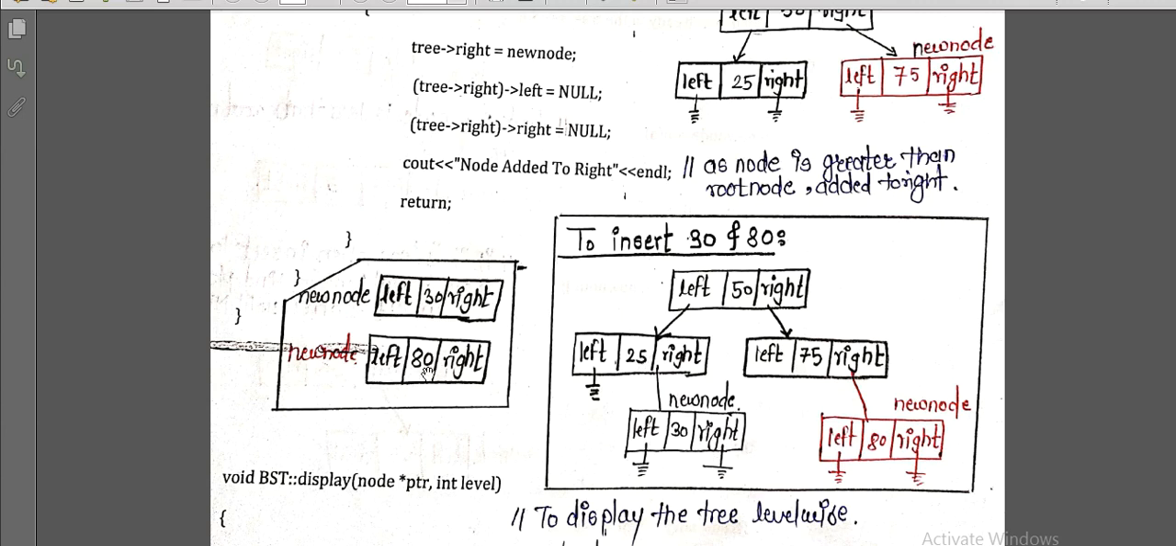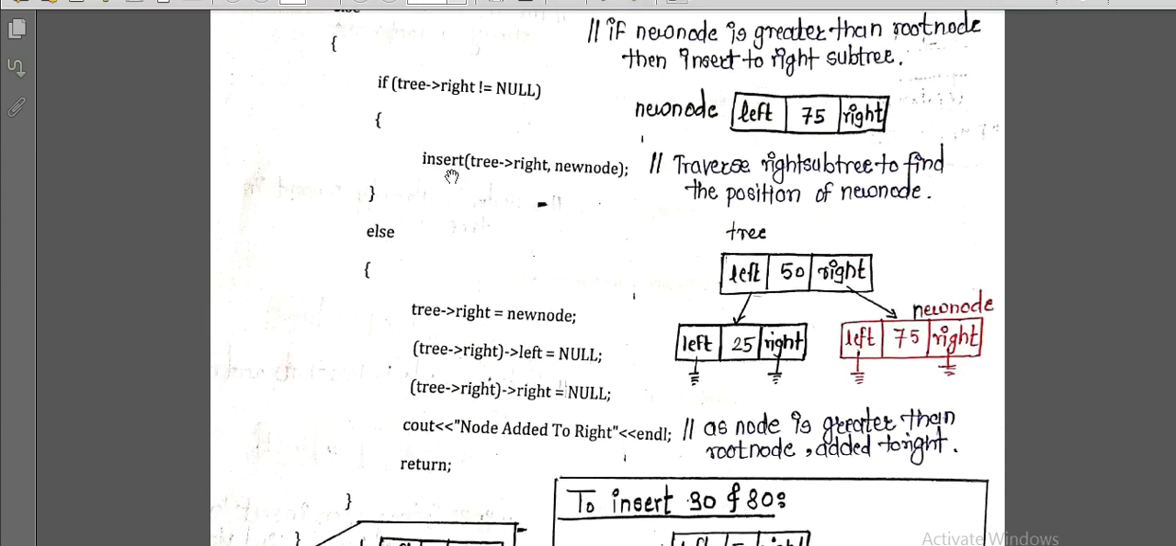Same way, if we are talking about 80, what will we check? Whether 50 is less than 80. Yes, it is less than, so 80 is greater and we have to insert it on the right side. Then again we'll check whether another element is present on the right side. Yes, there is 75. As 75 is on the right side, we have to pass 75 and 80 as parameters to this function: insert tree of right as 75 and new node as 80.